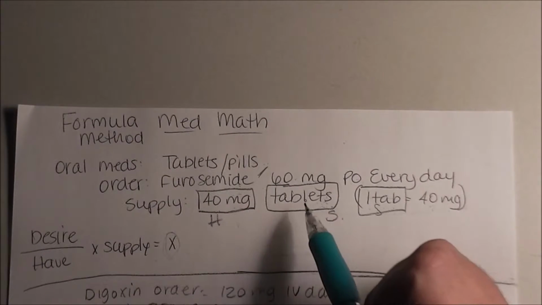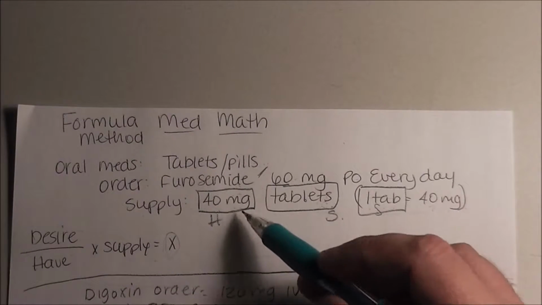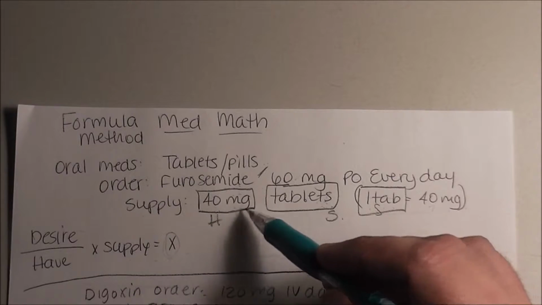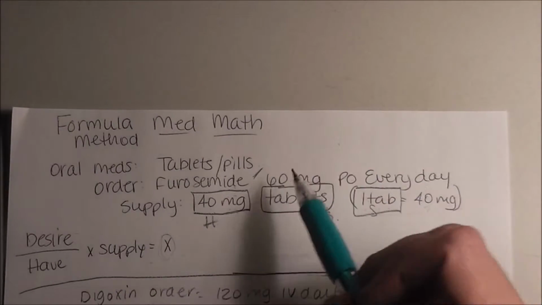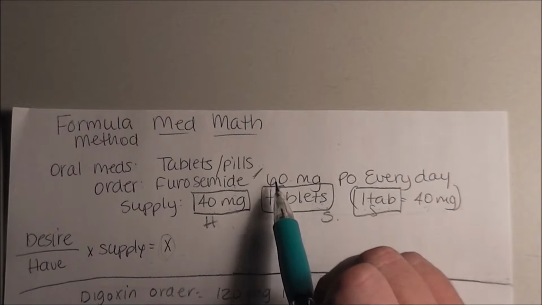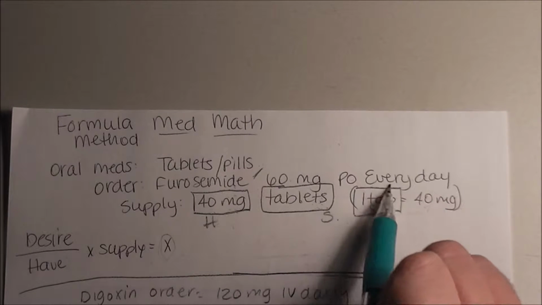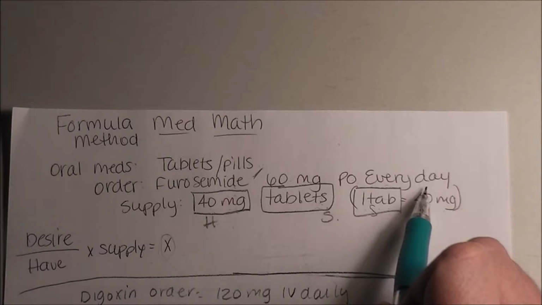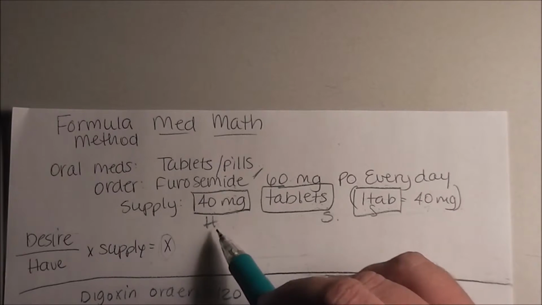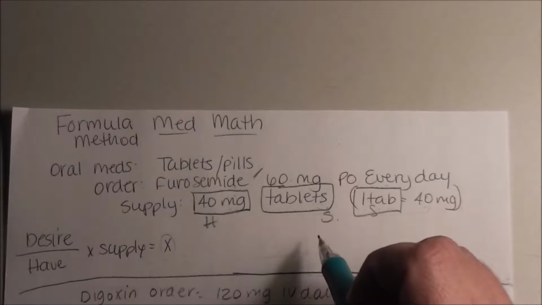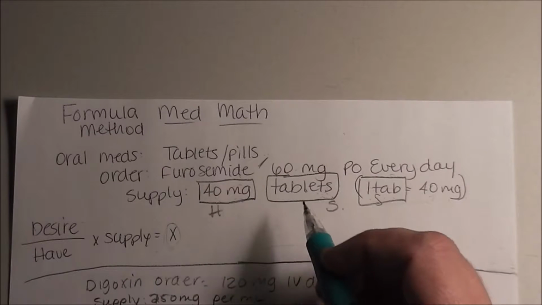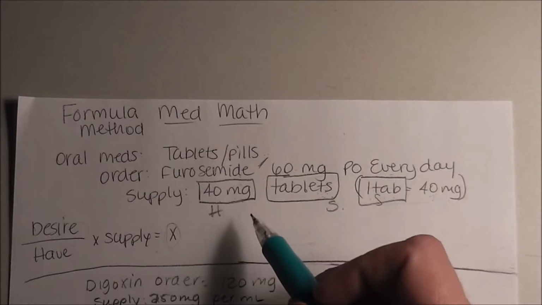Supply 40 milligram tablets. So you have tablets that are 40 milligrams each, so one tablet is 40 milligrams. You have an order to give 60 milligrams PO every day. And one dose is 60 milligrams. I've already done all the calculations because I didn't want to take the time to do them on the calculator. So I'm just going to show you.